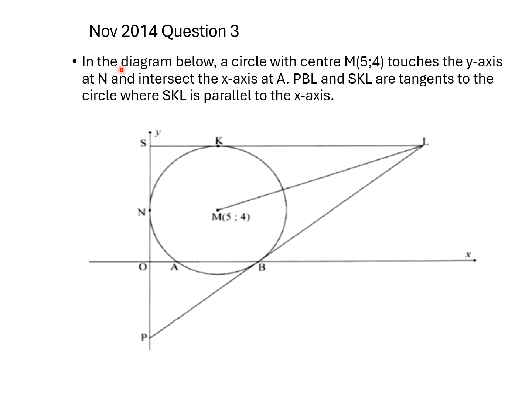So November 2014, in the diagram below, a circle with center M touches the y-axis at N and intersects the x-axis at A. PBL and SKL are tangents. SKL is parallel to the x-axis. So that is what's given. We're going to look at the questions and solve them piece by piece.